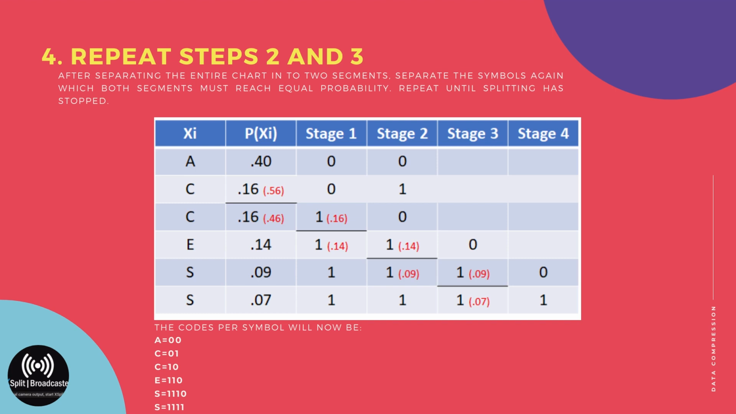A and C have been segregated to get a top of 0.40 and a bottom of 0.16. Thus, we get the values 0 and 1 for stage 2. Repeat steps 2 and 3 until we have segregated the symbols S and S. And once the splitting has stopped, we can clearly see the codes per symbol: A equals 00, C equals 01, C equals 110, E equals 110, S equals 1110, S equals 1111.